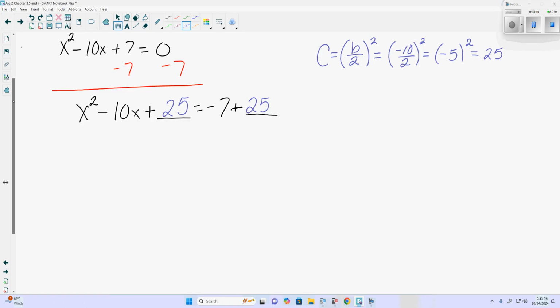So we need to find the perfect square trinomial. We need to factor this side. Our single set of parentheses squared. We have x. Now the number inside the parentheses before we squared it to find c was negative 5. So our factors for this here is going to be x minus 5 squared. Questions on this so far? We do have to simplify the other side. Negative 7 plus 25 is 18.